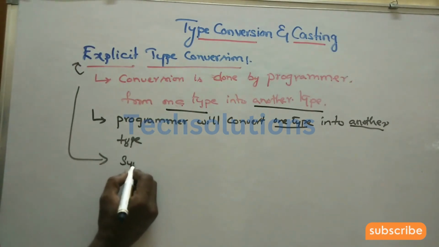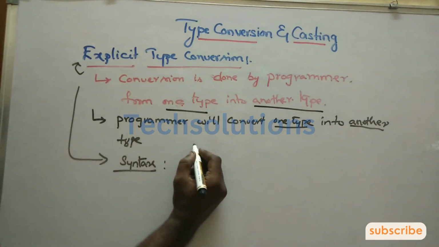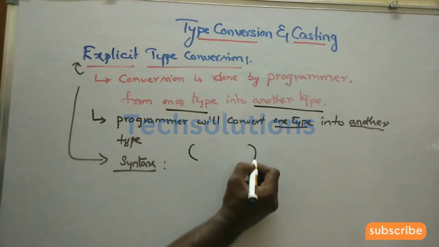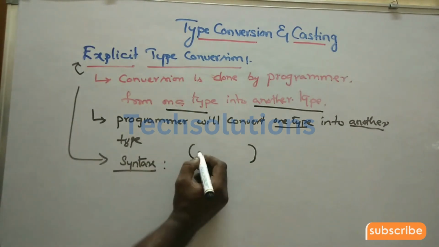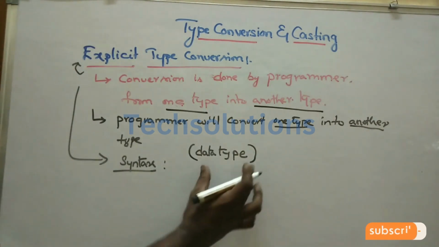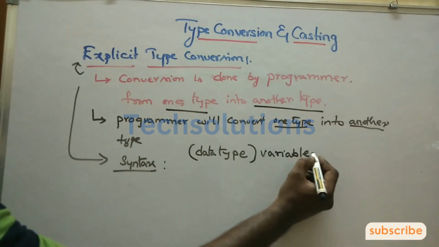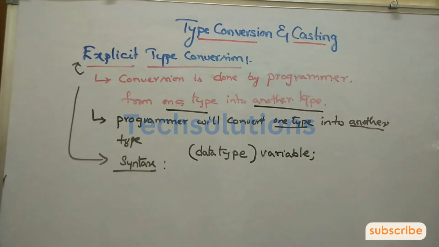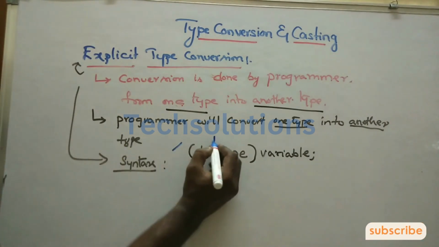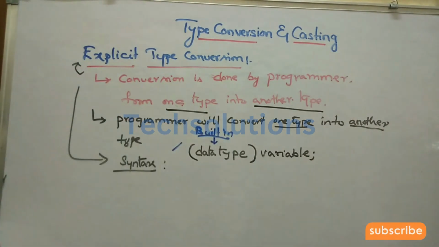We can see the syntax. What is the syntax for explicit type conversion? The syntax is that we can put a prefix before the particular variable. That means within the brackets we represent the data type, followed by the variable name. It is the syntax to convert explicitly from one type of variable into another type of variable. Here the data type means a built-in data type, right?